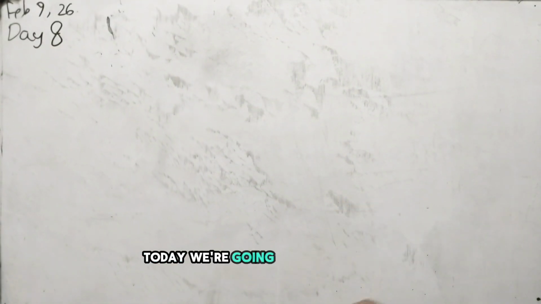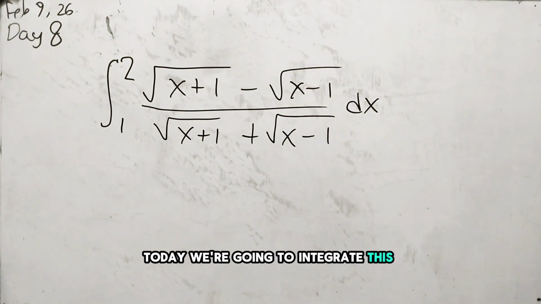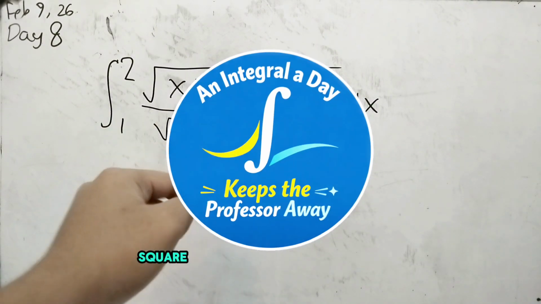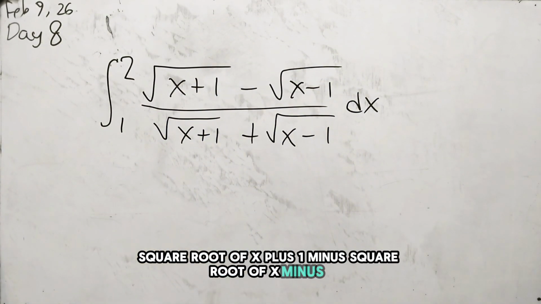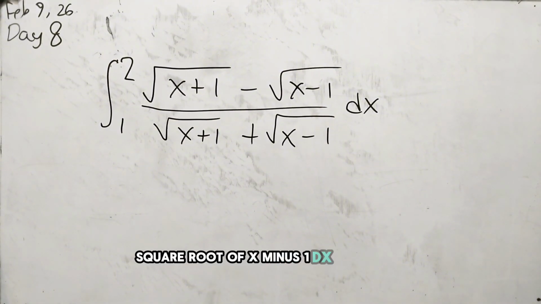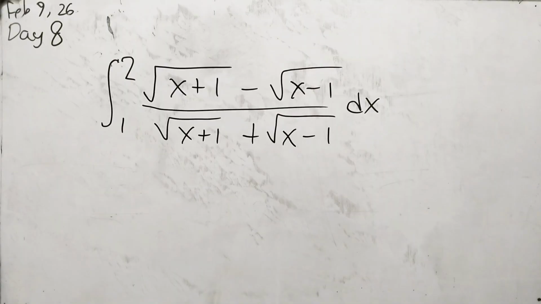Hello guys, today we're going to integrate this integral, which is just the integral of the square root of x plus 1 minus the square root of x minus 1, over the square root of x plus 1 plus the square root of x minus 1, dx from 1 to 2.